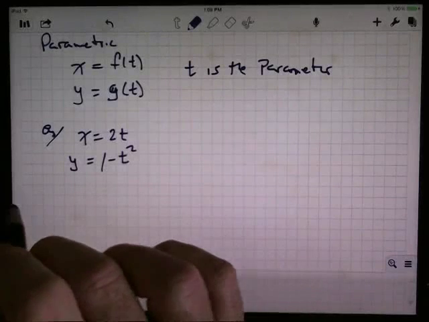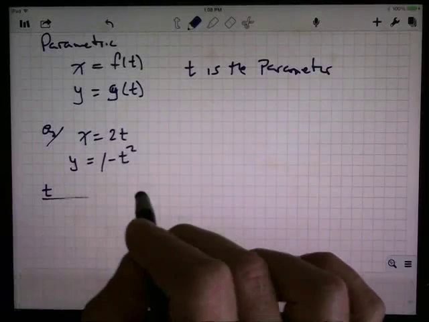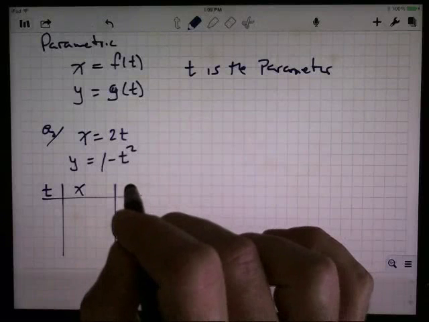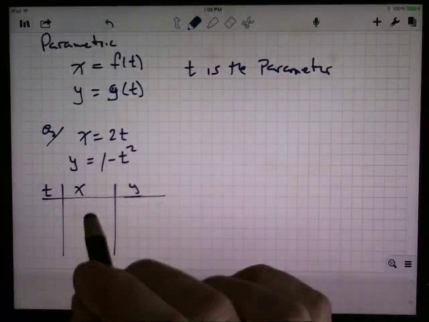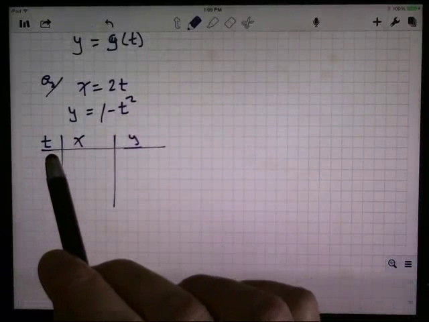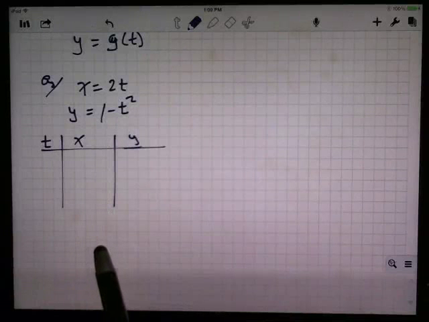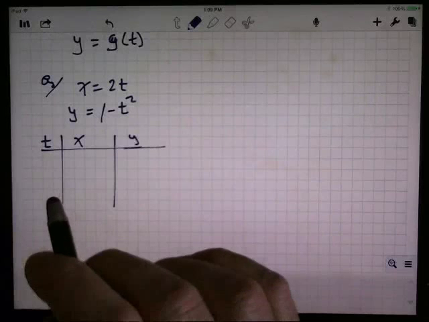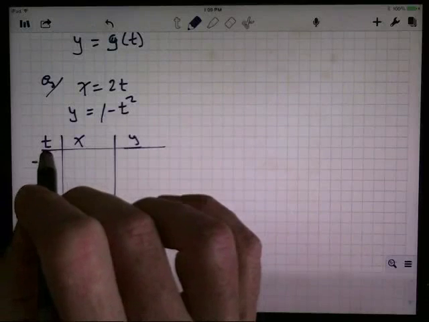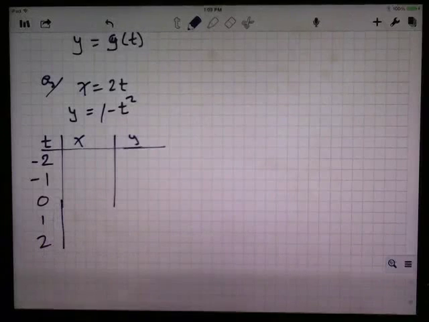But let's see. My table is going to be a little bigger now because I have to have t, and then I'll calculate both x and y. So I'll leave myself a little room here. Let's pick some values of t and then see what happens. Now, really, I should take all the values of t from minus infinity to plus infinity, but that's kind of a lot. So I'll just do a few of them and then see if I can figure out what's happening. So I'm going to try plugging in t equals -2, -1, 0, 1, and 2. I'll start with that, and then we'll see if we need to do any more.